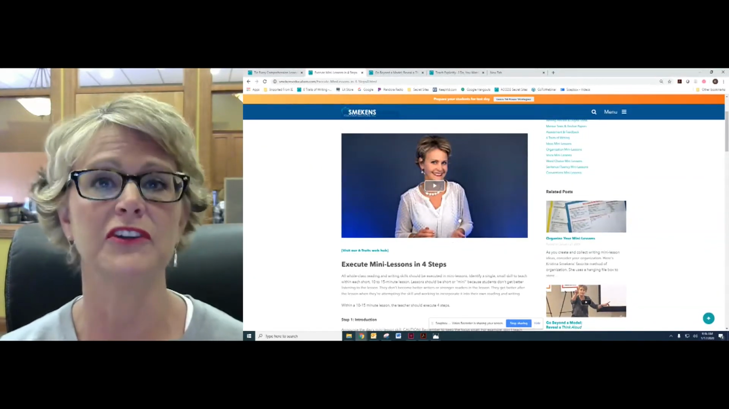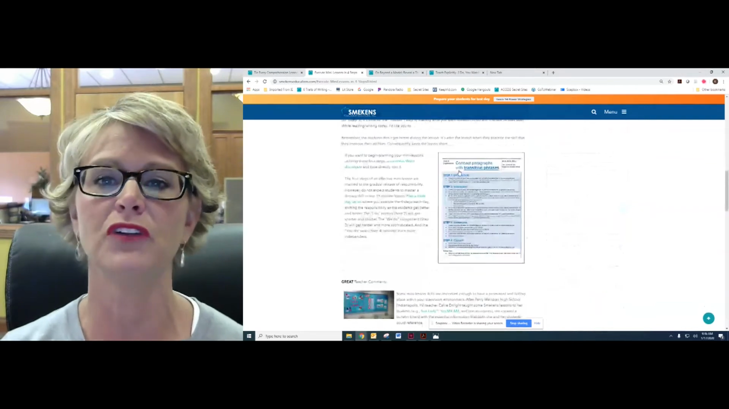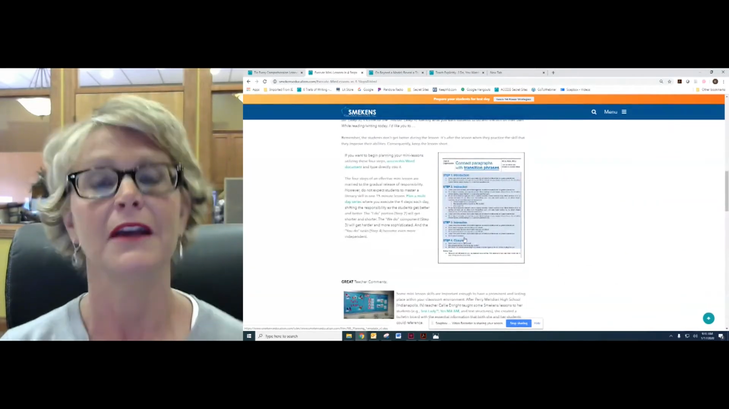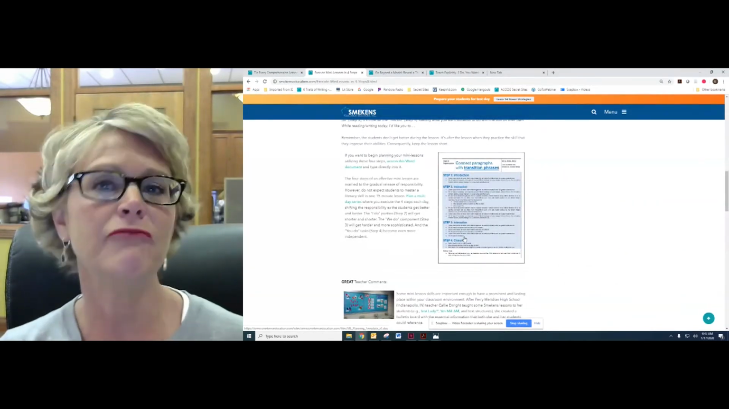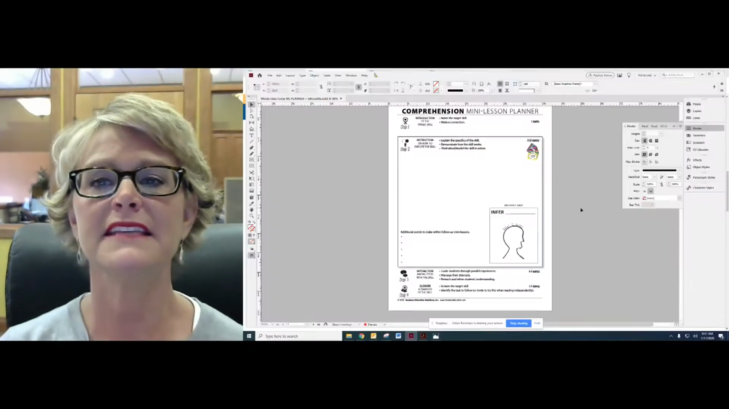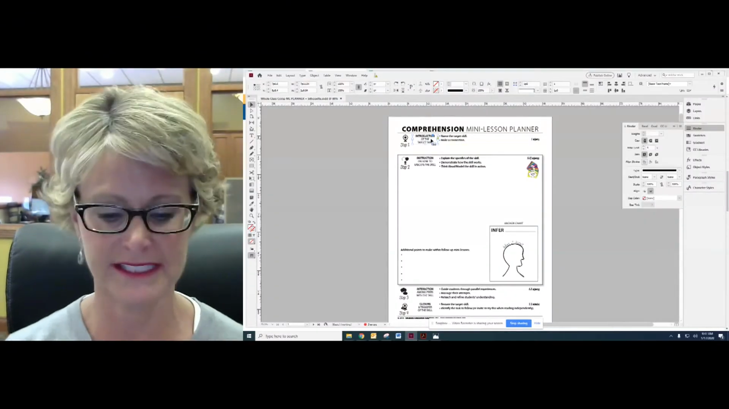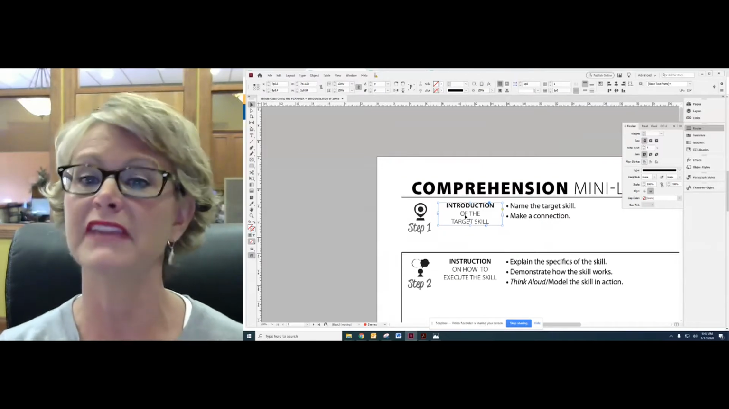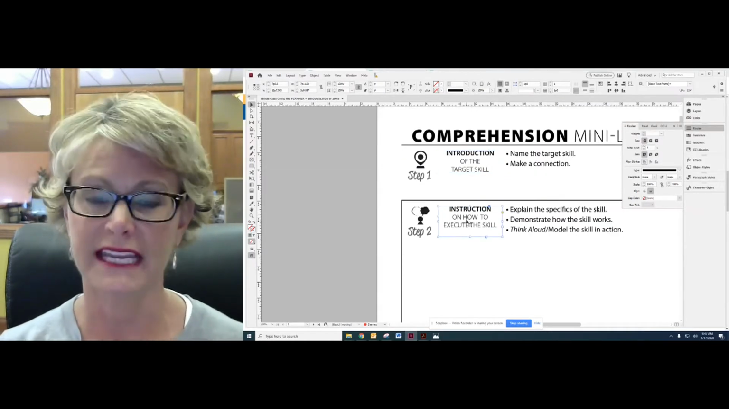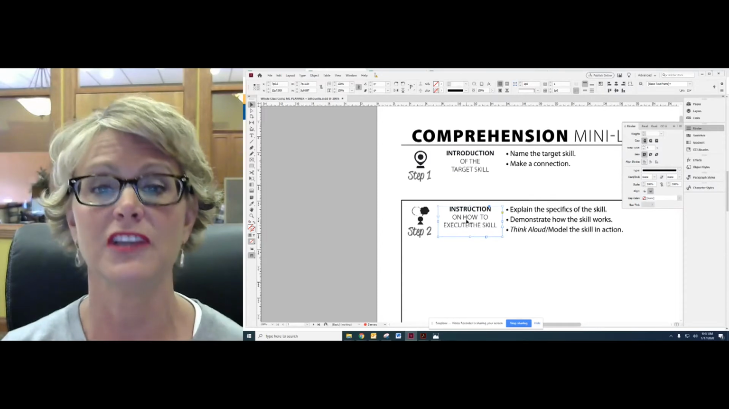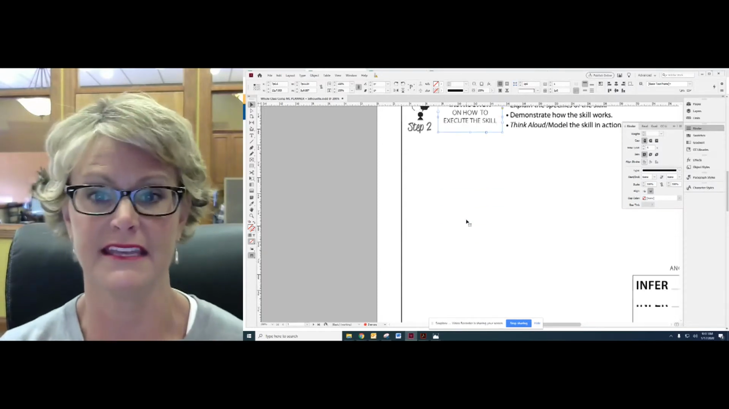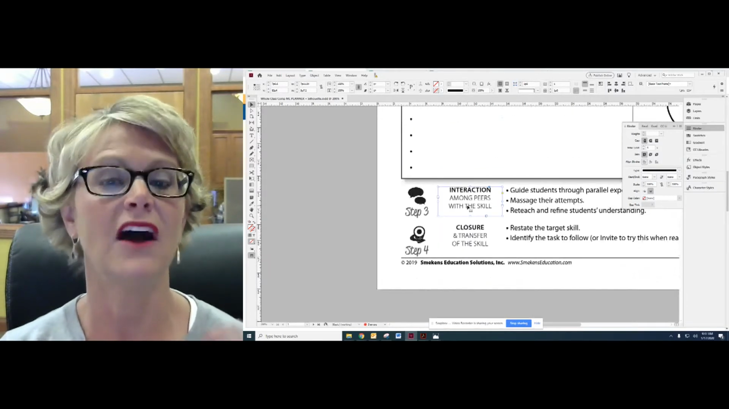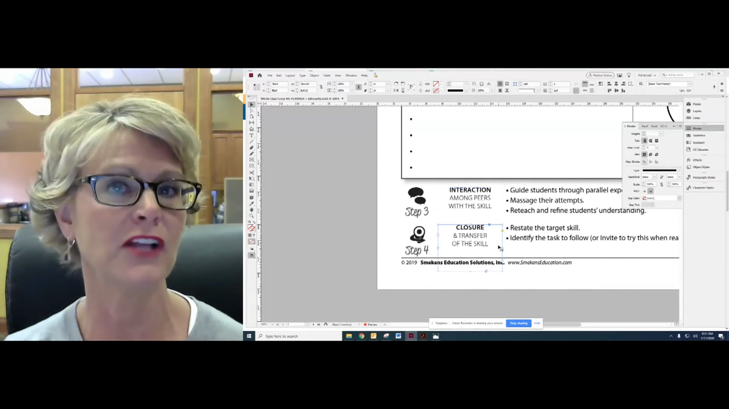We have offered a generic planning tool to account for the 4 steps. But when planning for a whole class reading comprehension lesson, you might prefer this planner instead. This planner still has the 4 steps. We still have introduce the skill, teach, explicitly teach how to think like this in reading, and then a we do interaction, and then a quick closure.